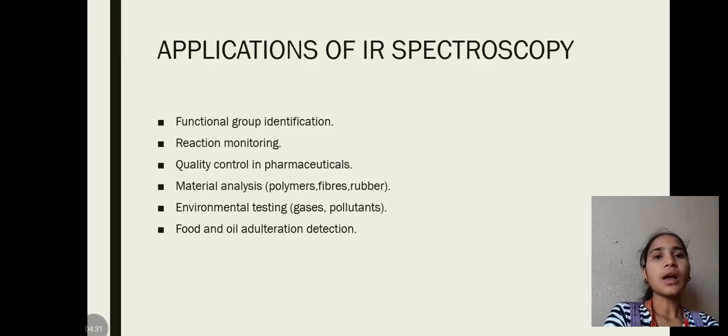Applications of IR spectroscopy. IR spectroscopy is applied in functional group identification, reaction monitoring, quality control in pharmaceuticals, material analysis, which means polymers, fibers, rubbers, etc., environmental testing like gases, pollutants, etc., and food and oil adulteration detection. IR spectroscopy is applied in these processes.